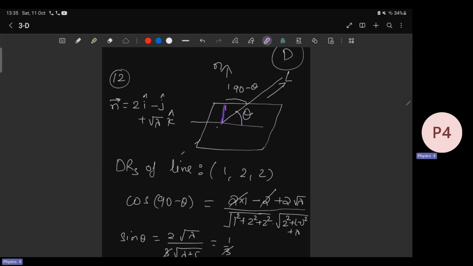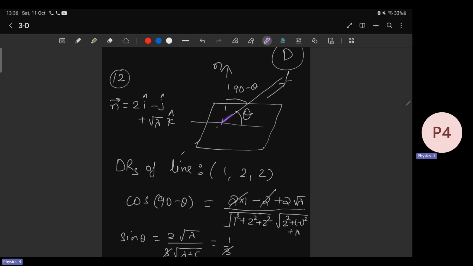This is the normal to the plane. So if this is theta, this angle is 90 minus theta. We know the normal vector of the plane, that is 2i cap minus j cap plus root lambda times k cap. And we also know a direction vector along the line, that is 1 comma 2 comma 2.